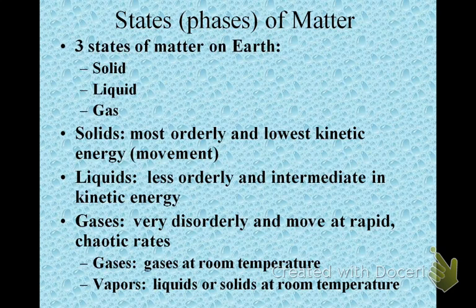Gases don't have a definite shape or volume. Both can change. You can change the shape and the volume of a gas. The particles move rapidly. Gases are what you see at room temperature. Vapors are liquids or solids at room temperature that are heated to vaporize.